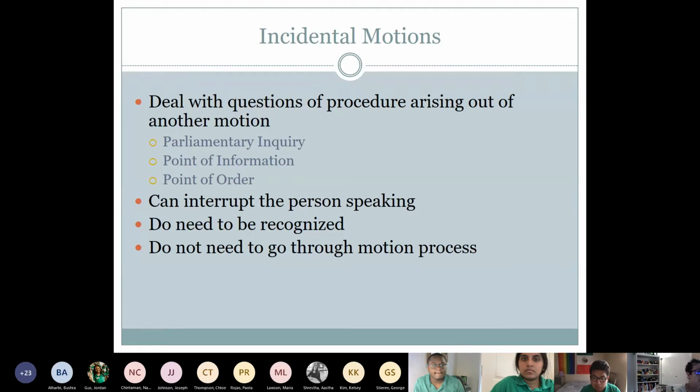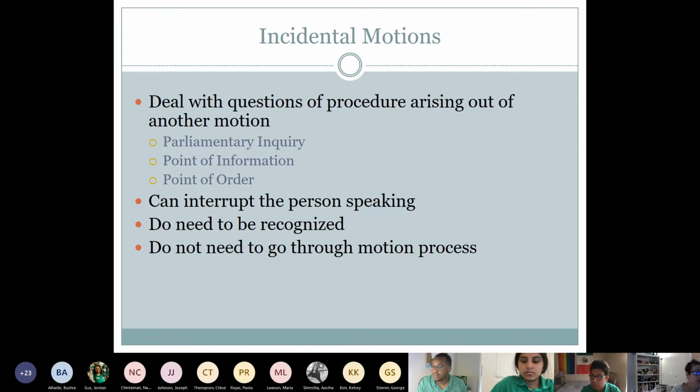Now, for most incidental motions, and again, there are more than these 3. These are just the 3 most basic that I thought you should know. But for incidental motions, you can interrupt the person who's speaking, but it is requested that you try not to interrupt unless it's just dire that you need to tell, or you need to ask that question right in that exact second. Otherwise, just let the person finish their debate and then ask your question. Or if they're in the middle of something and something's going wrong and you think it needs to be corrected, then you can make your point of order at that point.